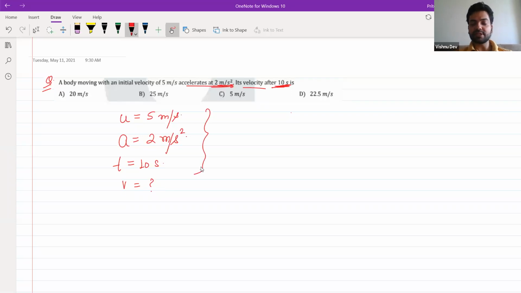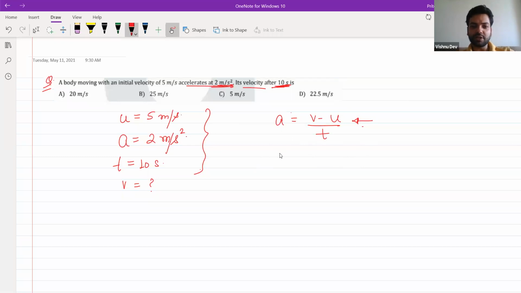So what we will do, we'll just use the first equation of motion, or you can say the definition of acceleration. What is the definition of acceleration? V minus u by t. So let us use this because we have all information except this time t. Yes, exactly, Varun. V equals u plus at, that we get by just rearranging this definition of acceleration.